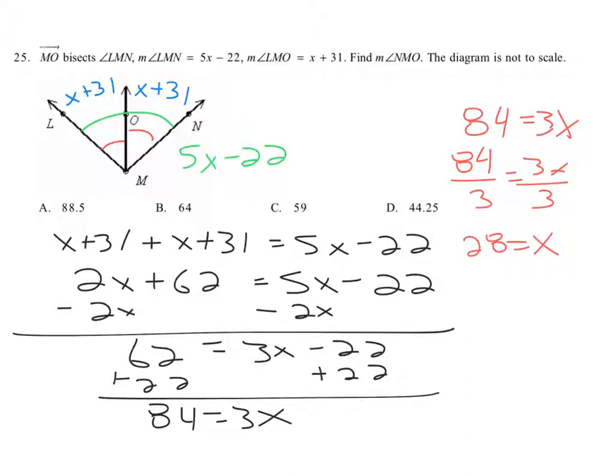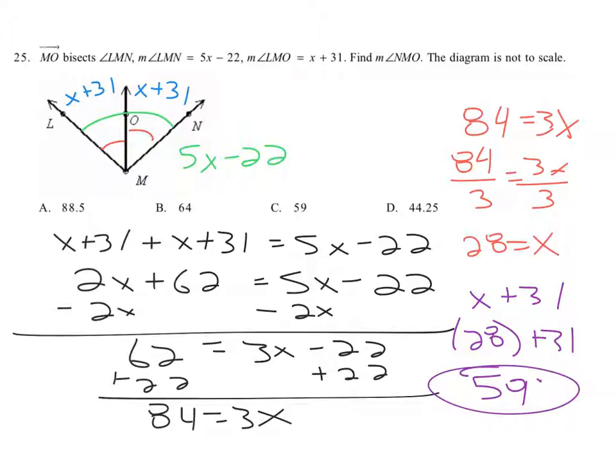They asked us to find the measure of NMO. And remember, NMO is not a measure that they gave us, but they did give us LMO, and we know that this was bisected, so they're the same. So we can use x plus 31 for this one as well. So let's choose a nice color, different than the rest, and take that x plus 31 that angle measures and substitute in the 28 that we know x is. And we get 28 plus 31 is 59 degrees.